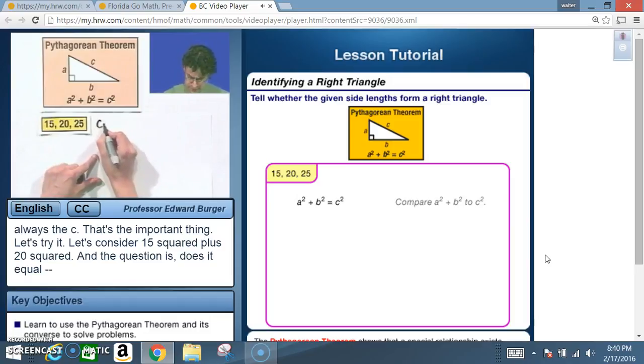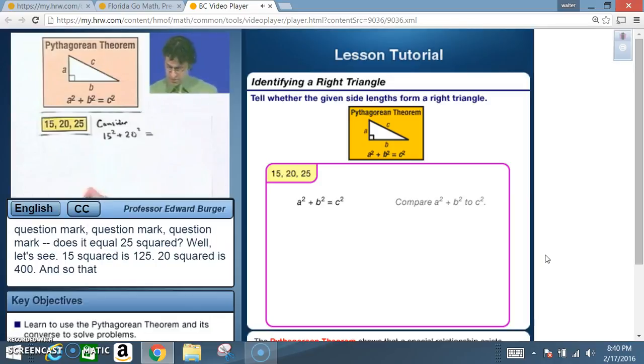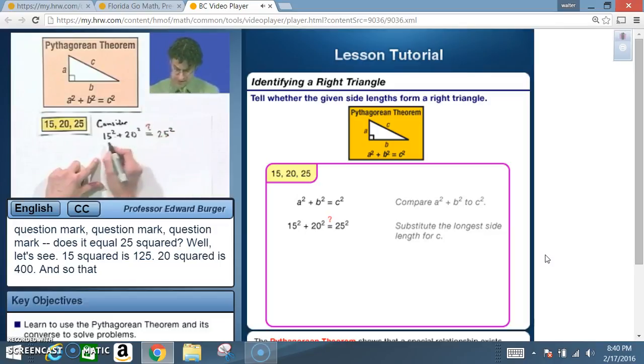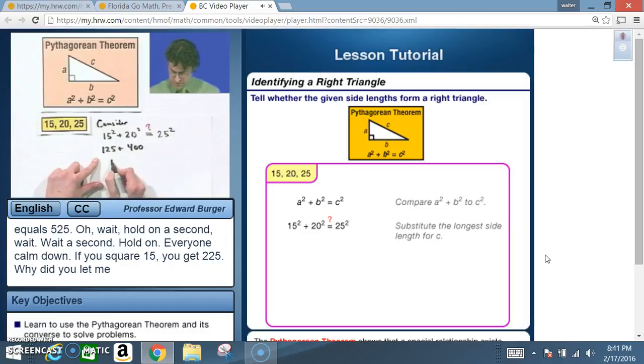Let's consider 15 squared plus 20 squared. And the question is, does it equal 25 squared? Well, let's see. 15 squared is 125. 20 squared is actually 400. And so that actually equals 525. Oh, wait, hold on a second. Wait a second. Hold on.